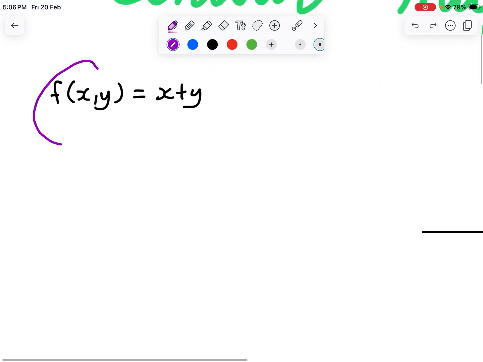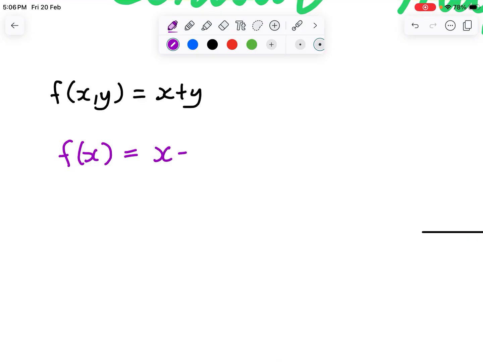So in our first example, we have f of x comma y, and this notation is basically the multivariable version of what we've previously learned with regular functions. Rather than f of x having only the variable x, like x plus 1 for example, we now have both the variable x and y.